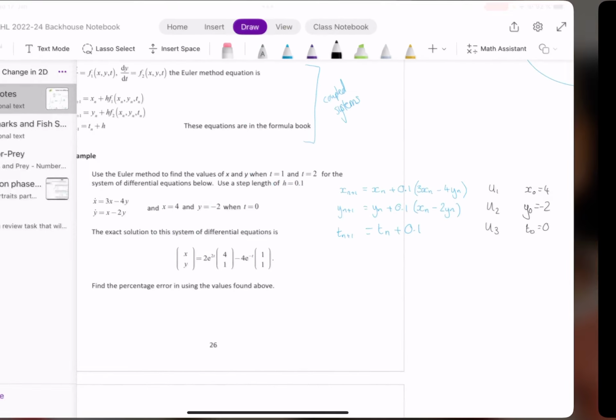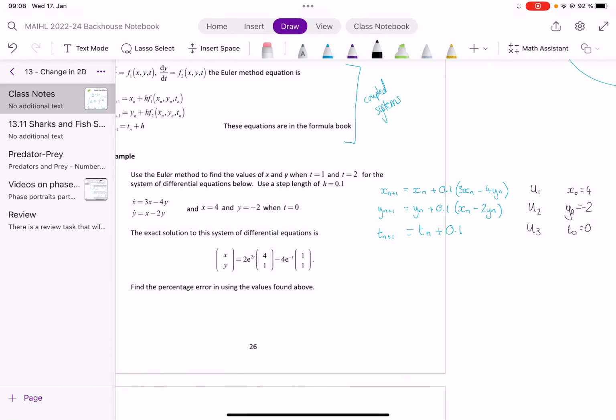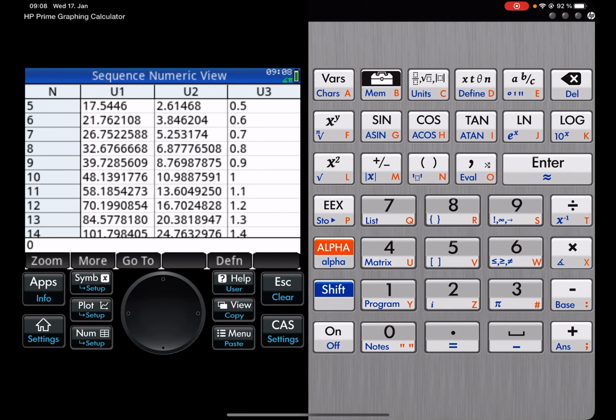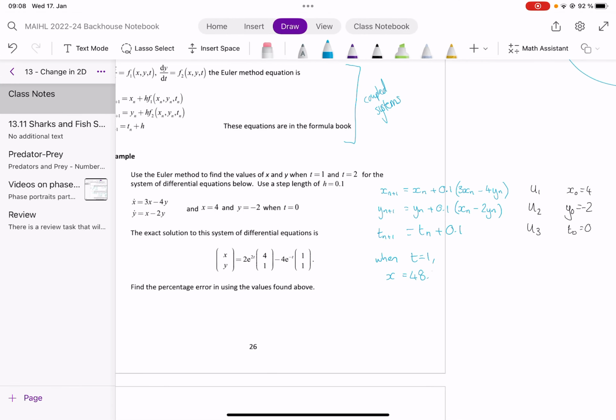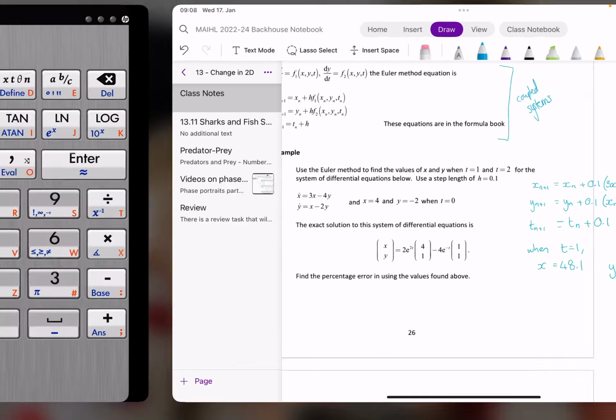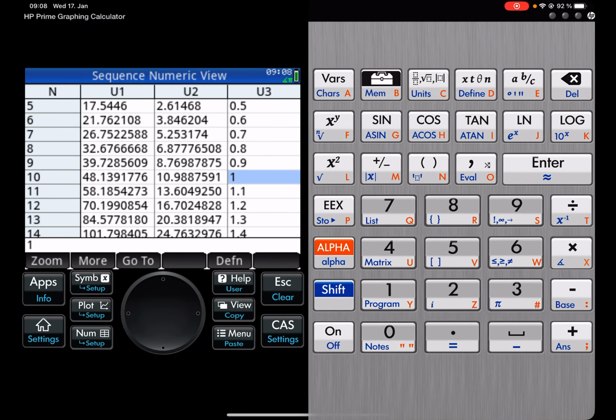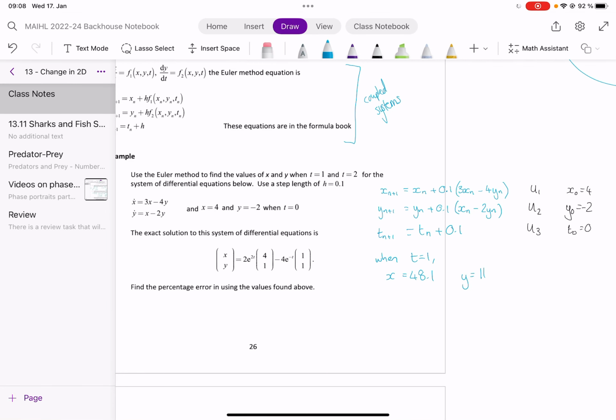Okay, so the question was, find the values of x and y when t equals 1. So let's do that. When t equals 1, x equals 48.1, y equals 11.0. And then I do the same when t equals 2.